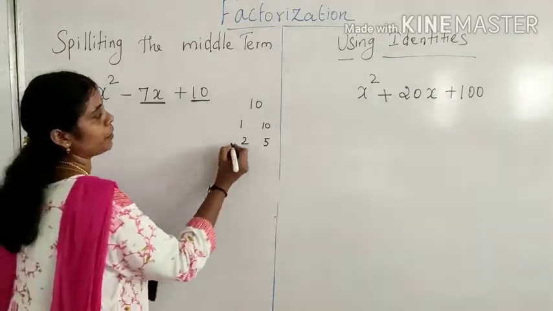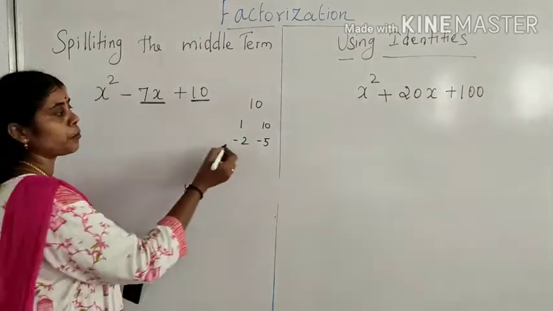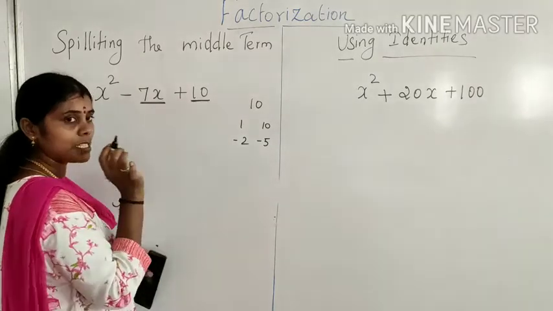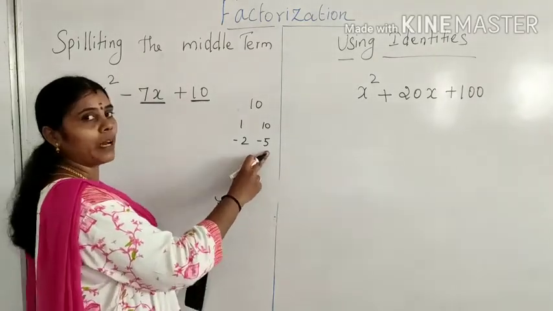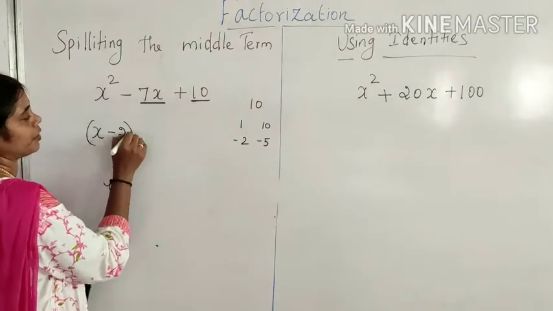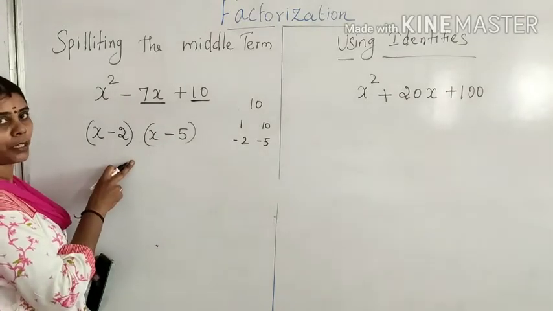So very simple. You know that minus multiplied by minus is plus, and both the symbols are the same. We are just adding them and putting the symbol. So minus 2, minus 5. So it becomes x minus 2, x minus 5. I can write it within the steps.